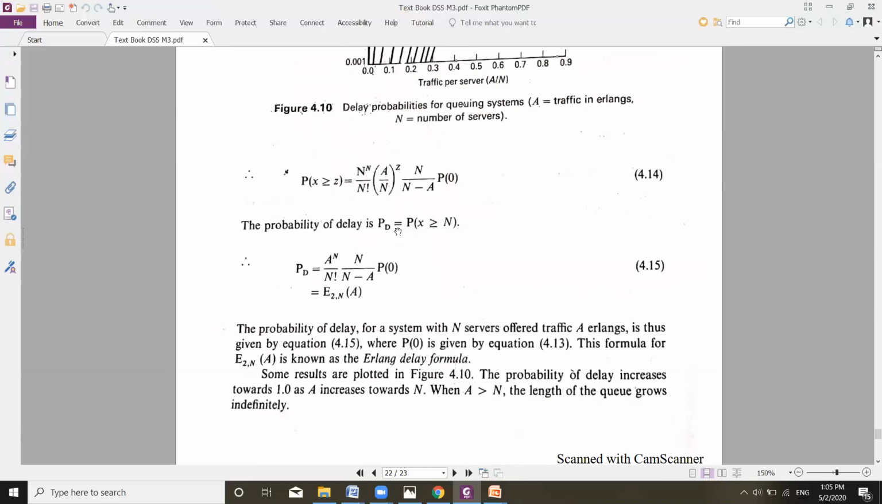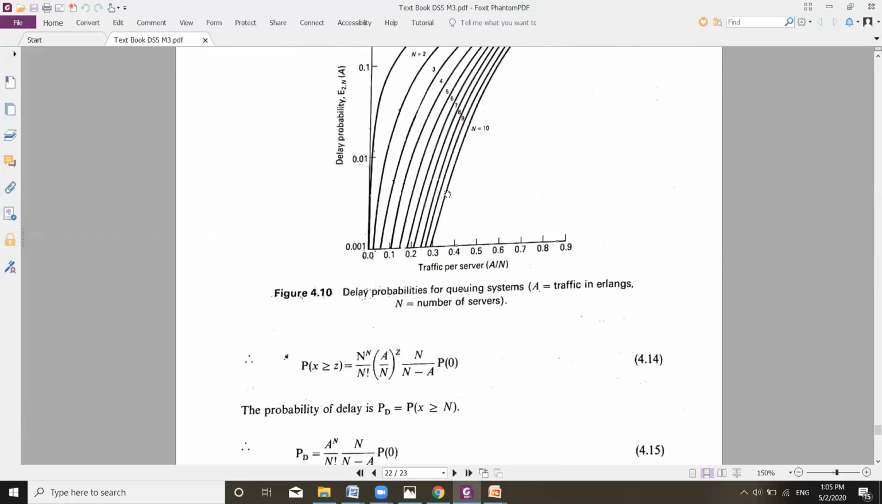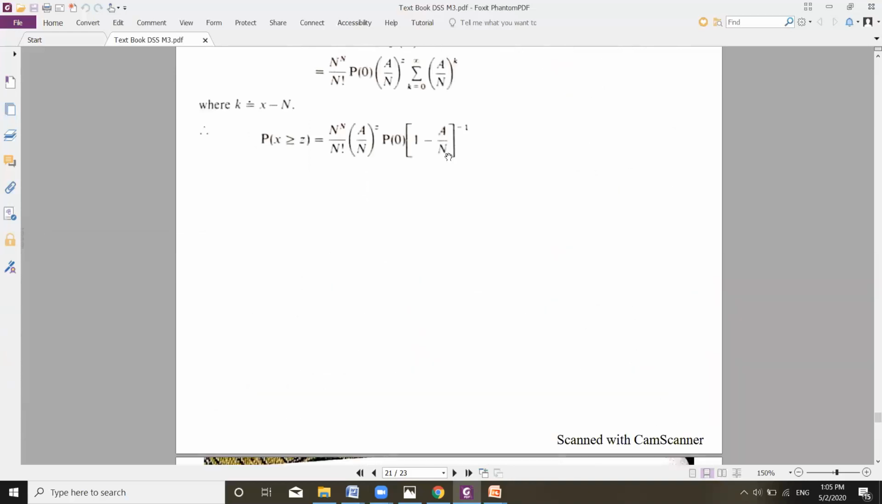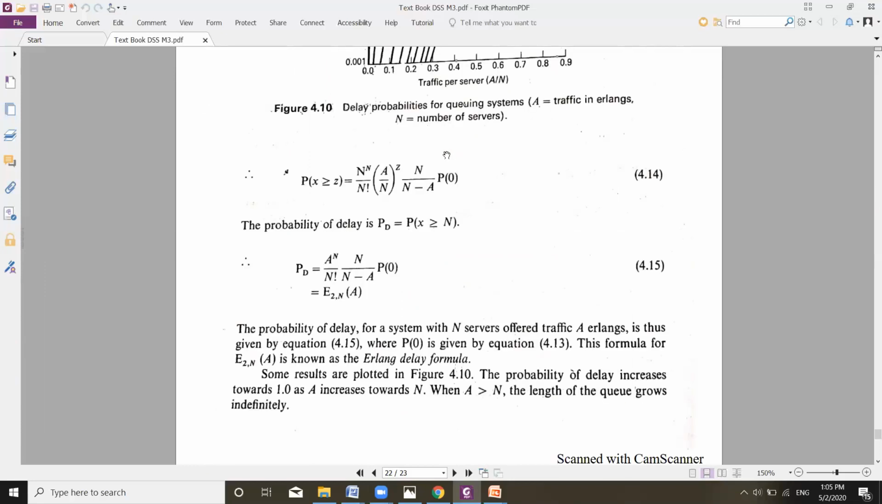If you simplify it further, then you'll get n to the power of n divided by n factorial a by n to the power of z, n divided by n minus a multiplied by p of 0. That is, in the bracket we have 1 minus a by n. If you take the LCM, it will become n minus a divided by n, and the inverse is there. If you invert it, then it will become n divided by n minus a. That is what is done over here, n divided by n minus a multiplied by p of 0.